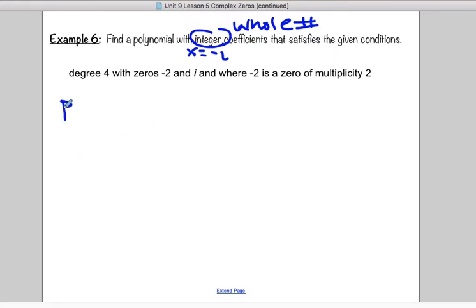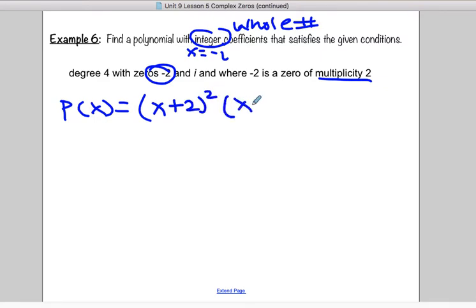So my polynomial, setting it up, I will have 0 is negative 2, and it has a multiplicity of 2, so x minus a negative 2, so (x + 2) squared. And then I would have x minus i, and then x minus a negative i, so x plus i. Then I would write this twice and FOIL it.